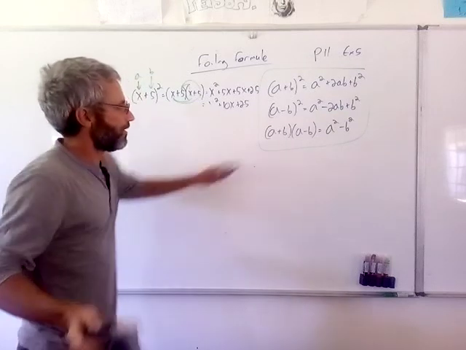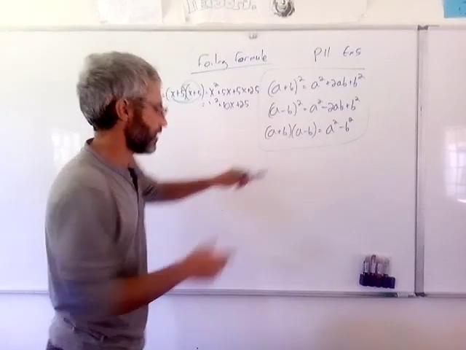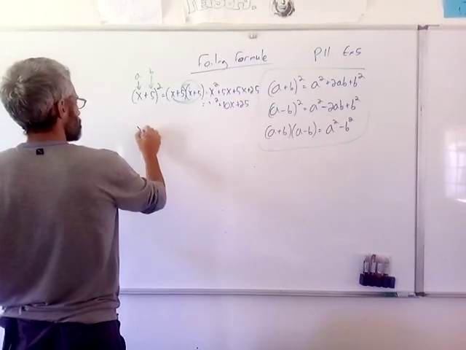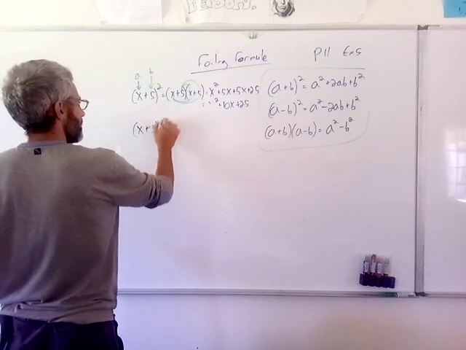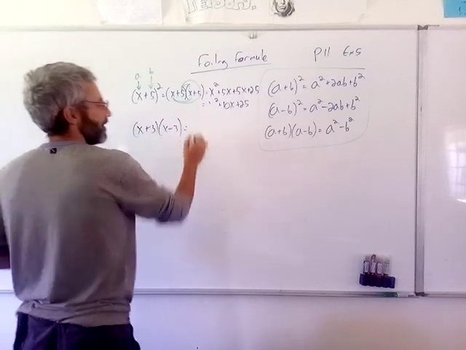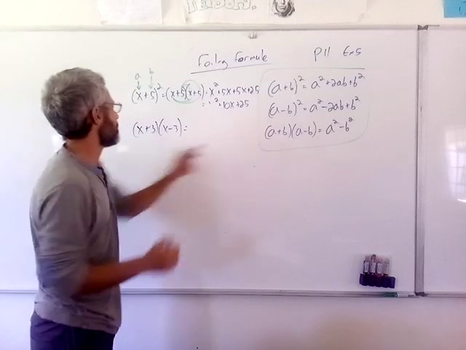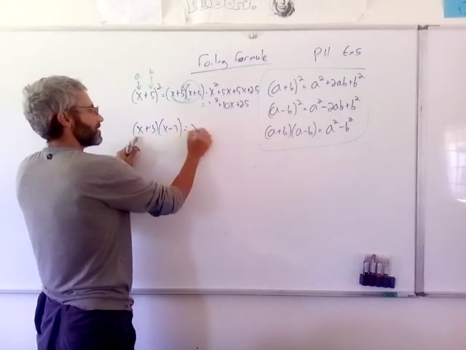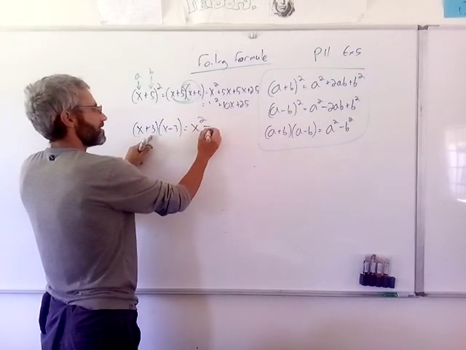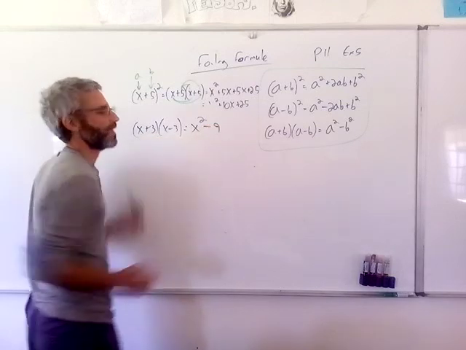Okay, so now we just need to practice this formula a little bit. So the simplest one will be, let's say, x plus 3 times x minus 3. Okay, so this formula tells us, all right, just take the first term, the x, square it, then minus the square of the second one, minus 9.